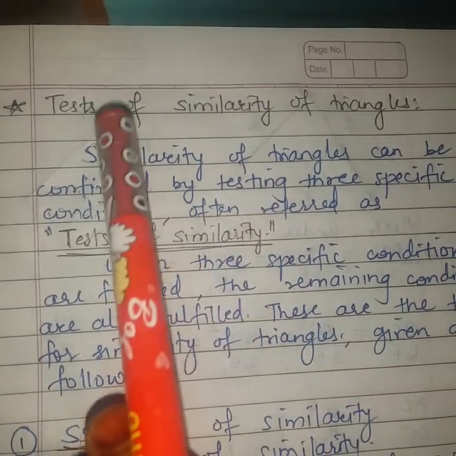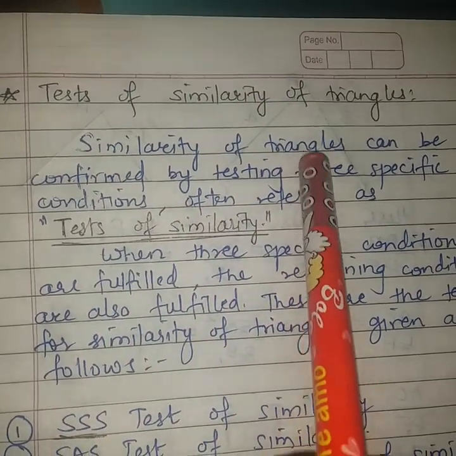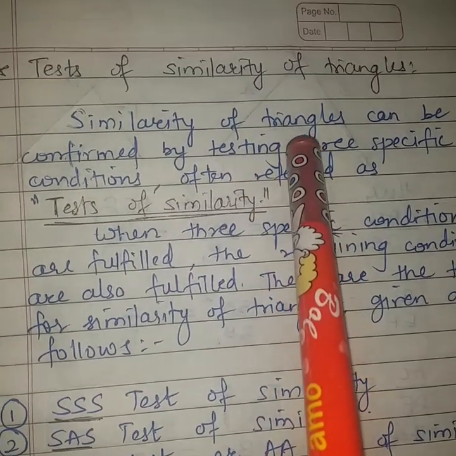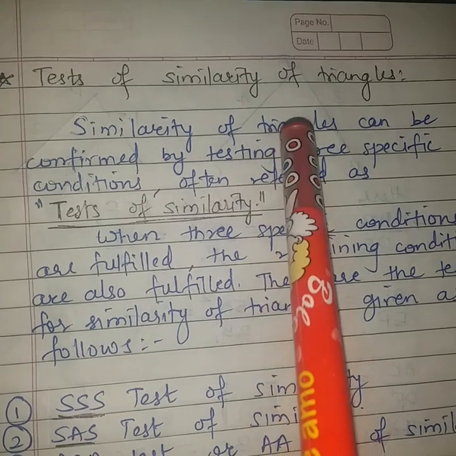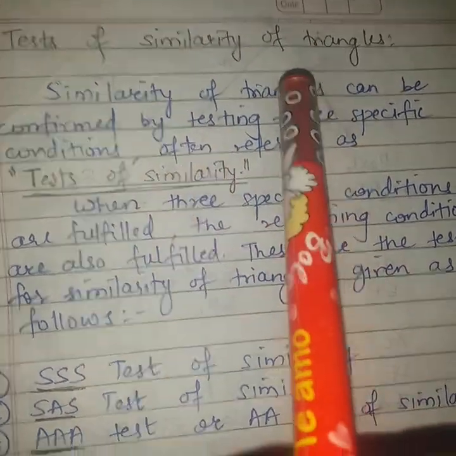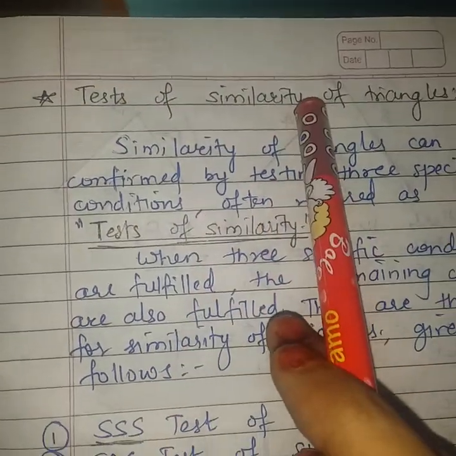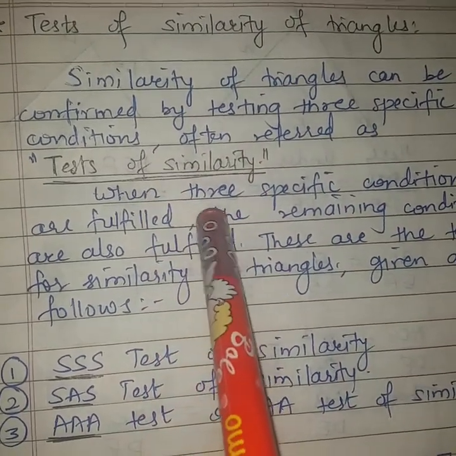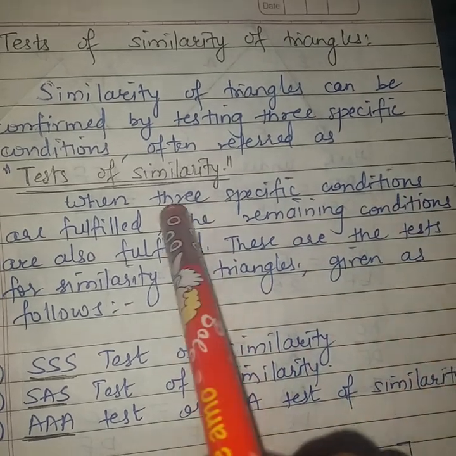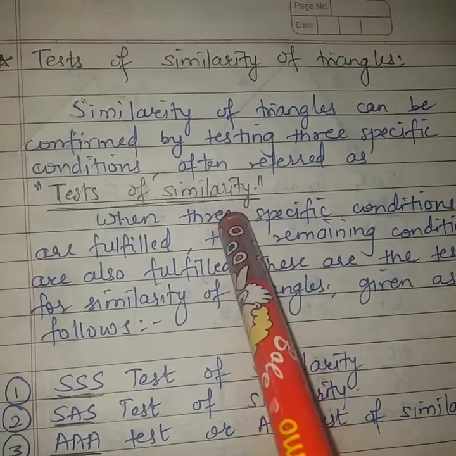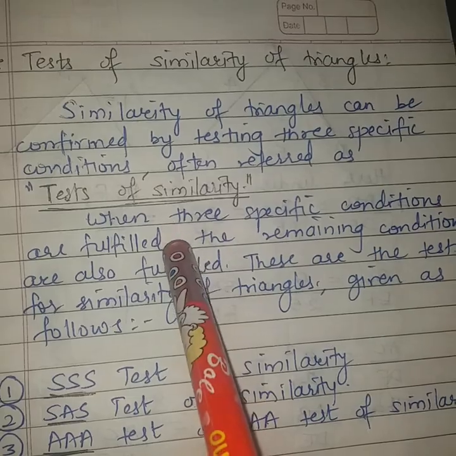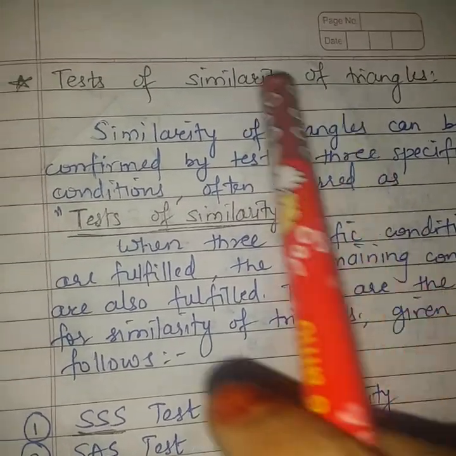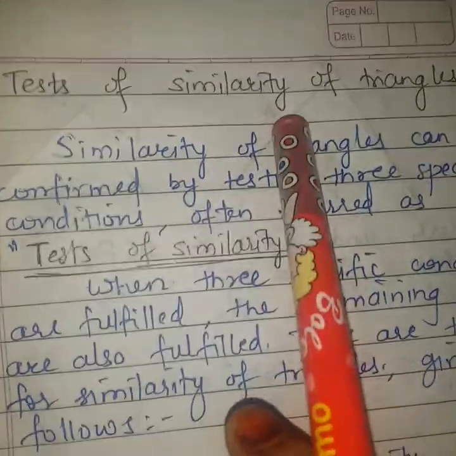Now try to understand the tests of similarity. If you are asked to prove two triangles are similar, of course we have three sides and three angles in each triangle. But it is not necessary that you should take all the three angles and all the three sides into consideration to prove the two triangles are similar. Even the triangles can be proved similar by taking into consideration only three specific conditions. And if these three specific conditions are fulfilled, then we can say that yes, the triangles are similar, and these specific conditions are called nothing but the tests of similarity.